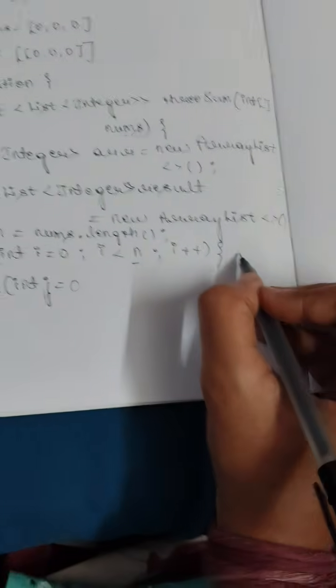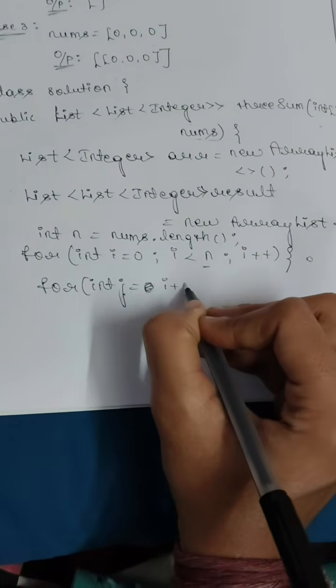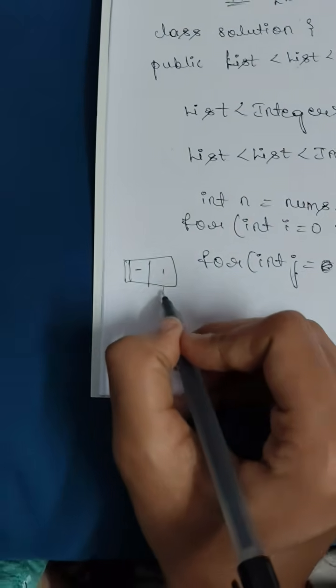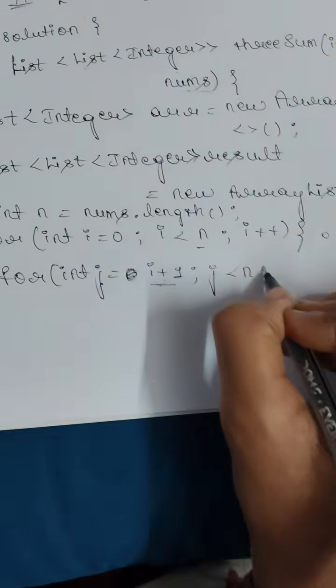So yes, now I'll take another loop for int j. If I begin from 0 itself, what happens is the first element will compare with the first element itself. So I should not take 0 here. Instead I should take i plus 1, because in the array the first element and second element will be added if I do so. So I take from i plus 1 and j less than n, j++.